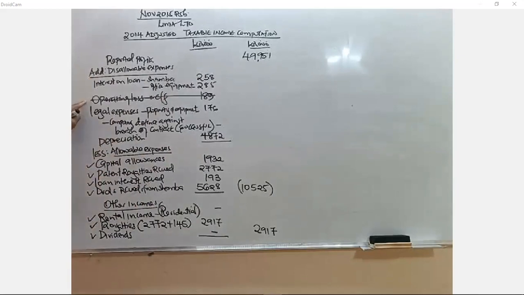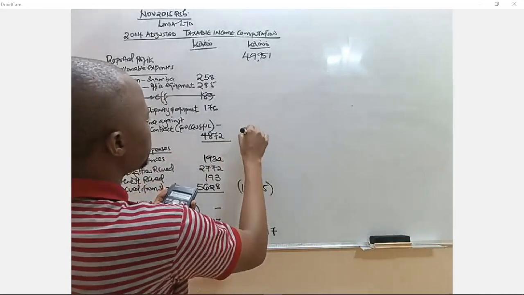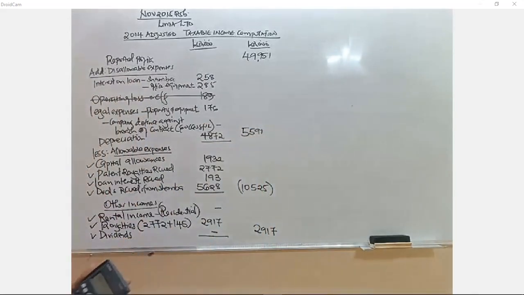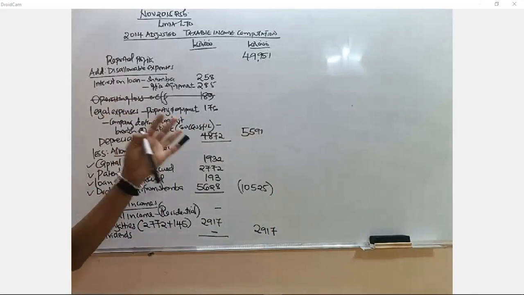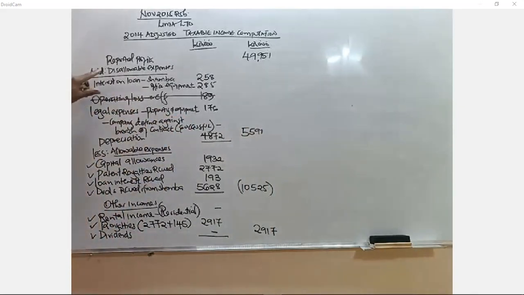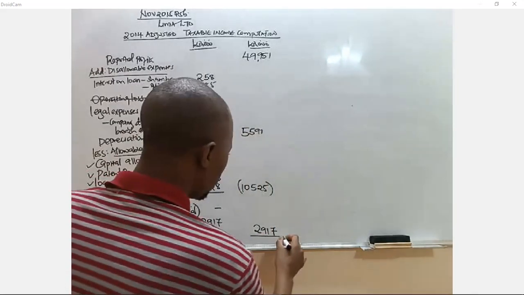Is that not true? So it should be an allowable expense as per today's terms, or the Finance Act, plus 285 plus 176 plus 4872. This comes to 5591. It means that if you go to sit an exam today and get a business loss which has been carried forward for 10, 15 years, you just tell the examiner it is an allowable expense. So you will not consider it as disallowable. Before, we used to have a threshold of only 6 years. So let us leave that. So 49,951 plus 5591 minus 10,525 plus 2917.